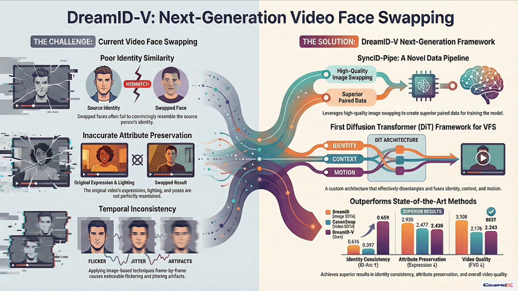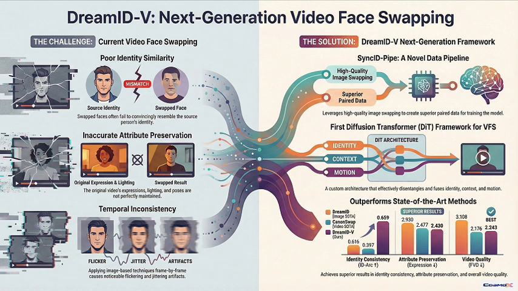Okay, let's unpack this. We've been looking at this new research from Tsinghua University and ByteDance, and they've built a framework called DreamID-V. Right. And their goal is, well, it's pretty ambitious. They want to take the amazing quality you see in still image face swapping, IFS, and just lift it directly into video. And solve that flickering problem for good.